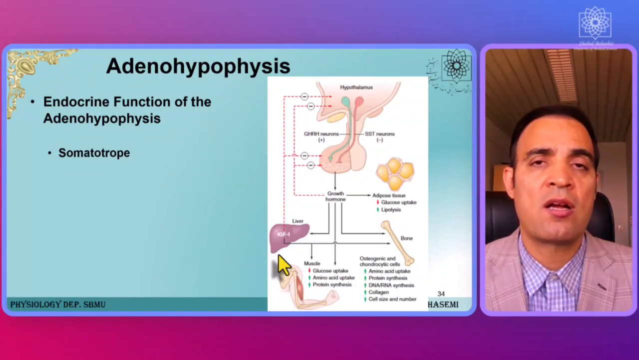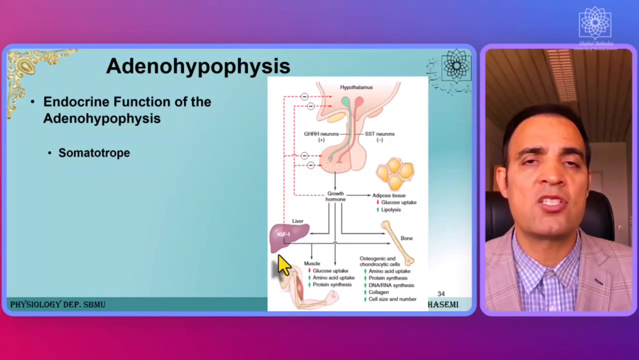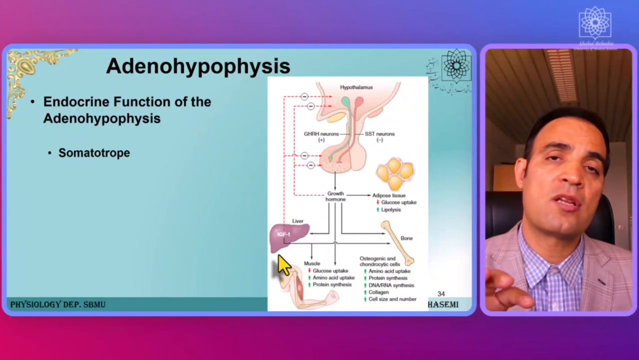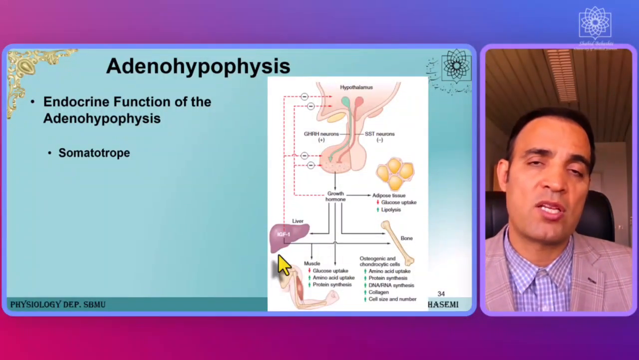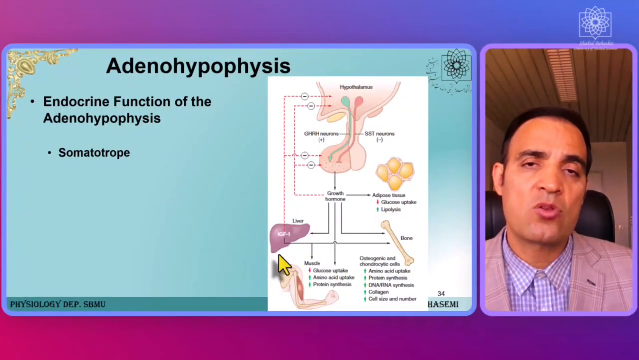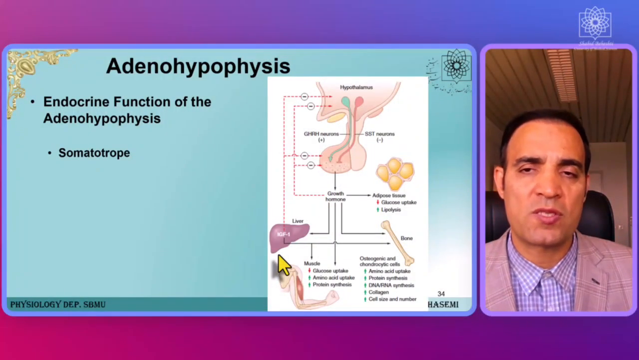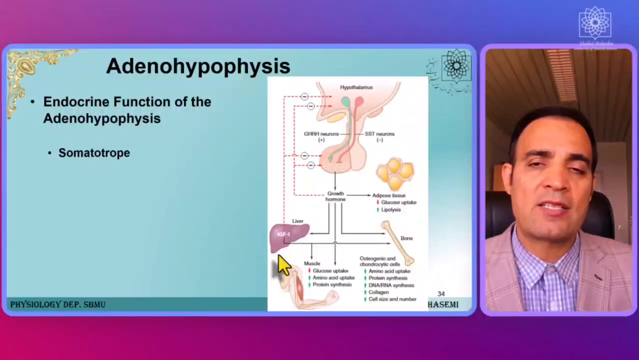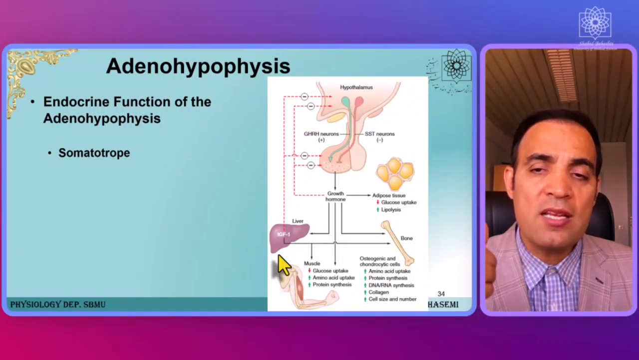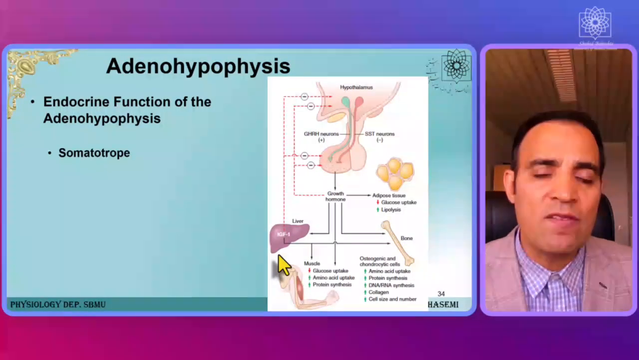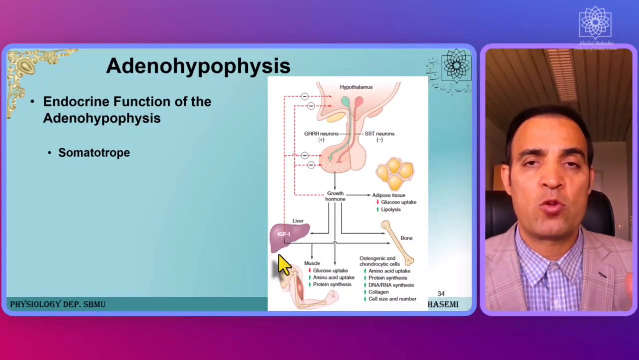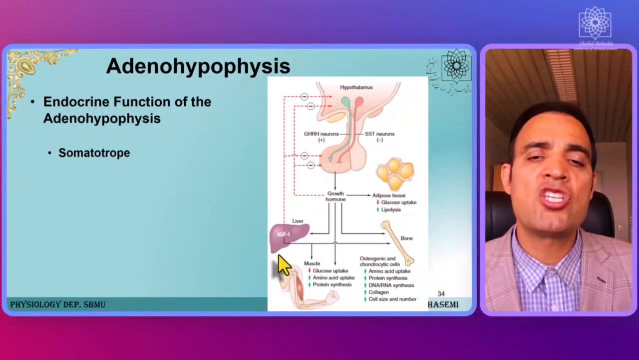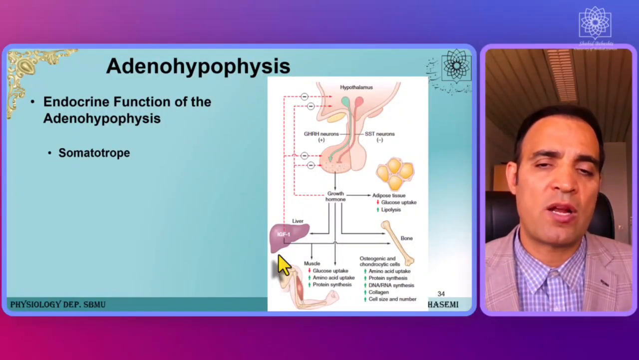In the hypothalamus, there are some cells that release GHRH, growth hormone releasing hormone, and on the other hand, a negative regulator named growth hormone inhibiting hormone, or somatostatin. These two hormones affect the function of somatotropes, and the somatotrope releases growth hormone. Then growth hormone will stimulate the liver to release a hormone named IGF-1, insulin-like growth factor 1.